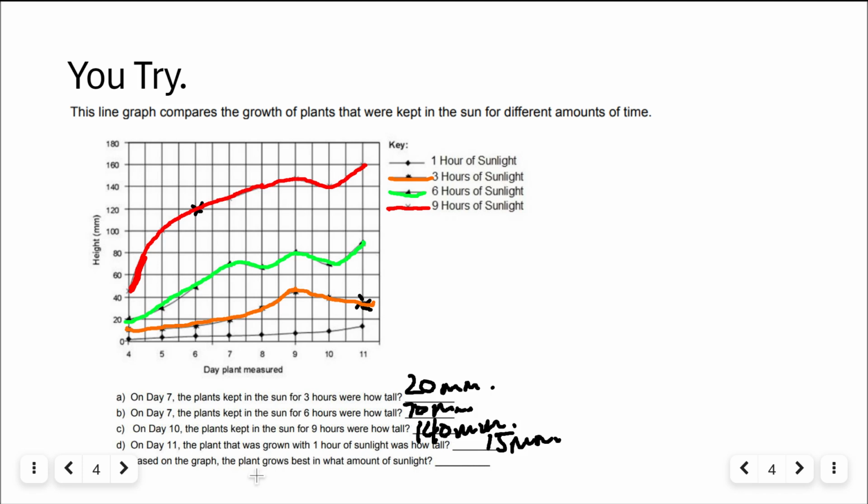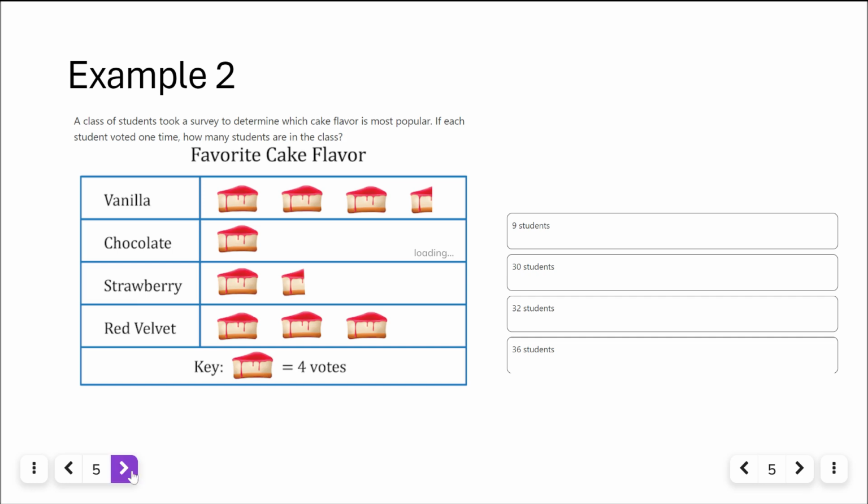And then based on the graph, the plant grows best in what amount of sunlight? Well, which one has the biggest height? That would be the 9 hours. So 9 hours of sunlight is the plant that's going to grow the best, right? The more sunlight, the better off it'll be. Okay? All right, that's interpreting a line graph.